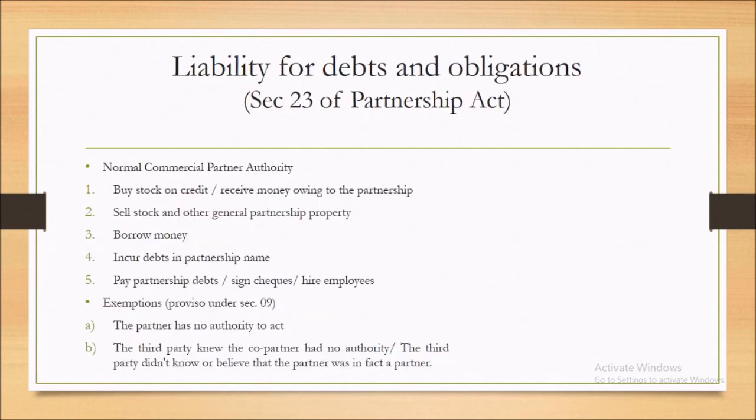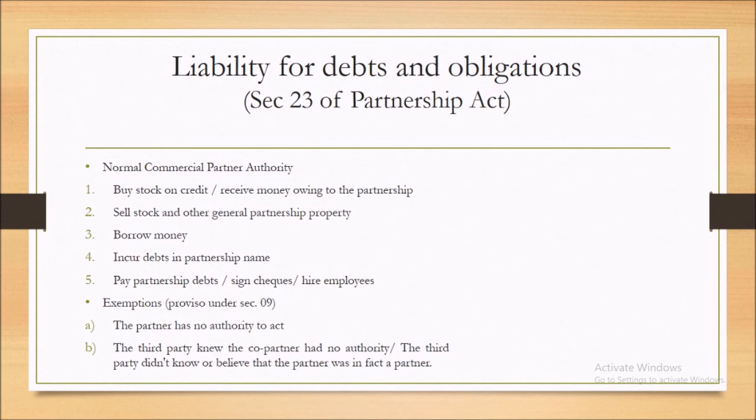Then liability for debts and obligations is covered by Section 23 of the Partnership Act of 1958. Normally, a commercial partner's authority includes buying stock on credit, receiving money owing to the partnership, selling stock and other general partnership property, borrowing money under the name of the partnership, incurring debts in the partnership name, paying partnership debts, signing checks, and hiring employees. These are the normal authorities that partners have.